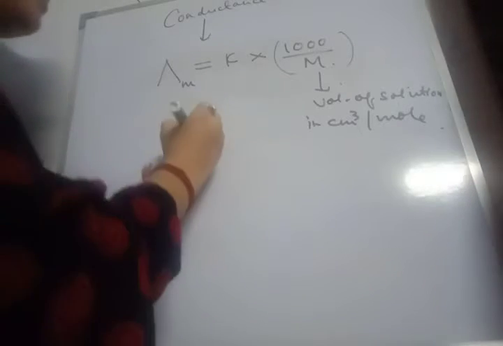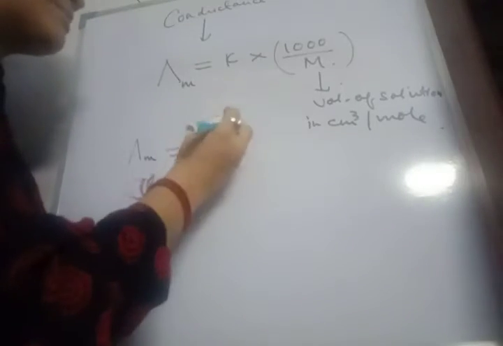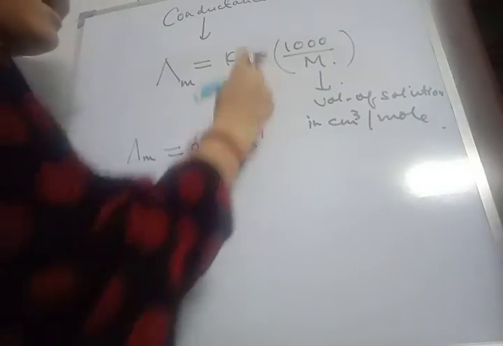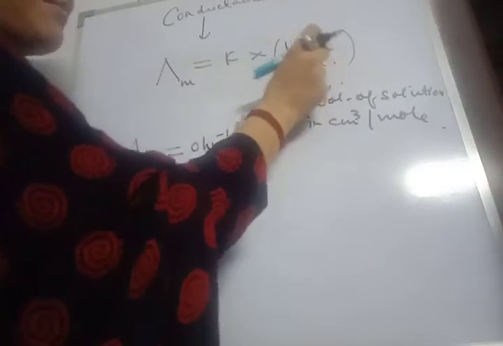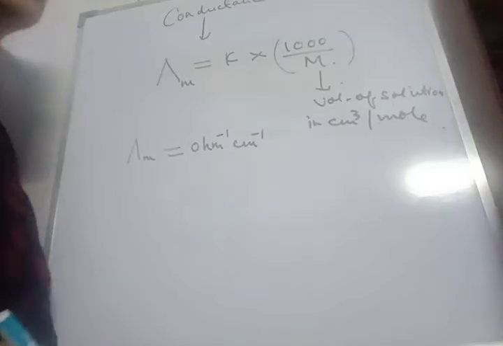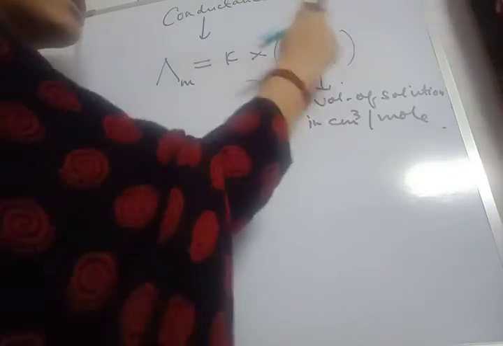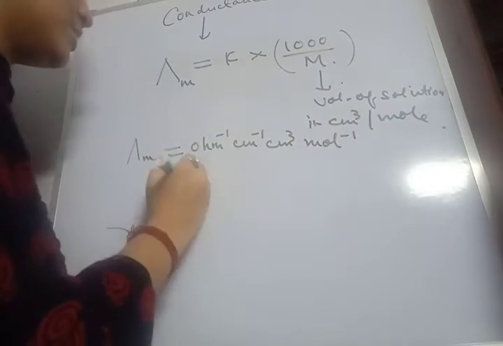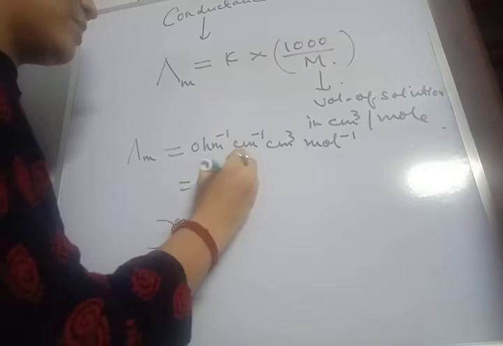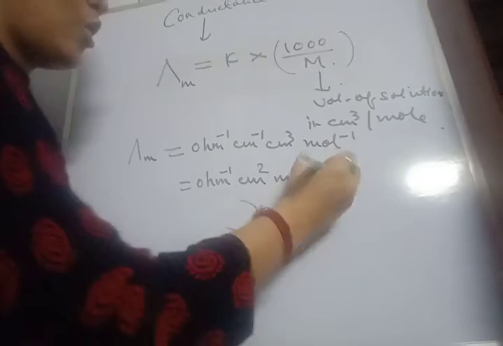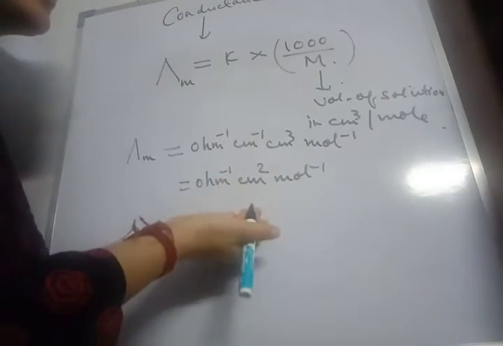The unit of molar conductance will be equal to, we know the unit of kappa, ohm inverse centimeter inverse, and then we come to the unit of 1000 by M. Now M is actually the molarity of the solution, that means the concentration of the solution in moles per liter. So what is the unit of this 1000 by M factor? It is cc per mole, cc mole inverse. So the unit of lambda m will be ohm inverse centimeter square mole inverse, or I can say Siemens centimeter square mole inverse.